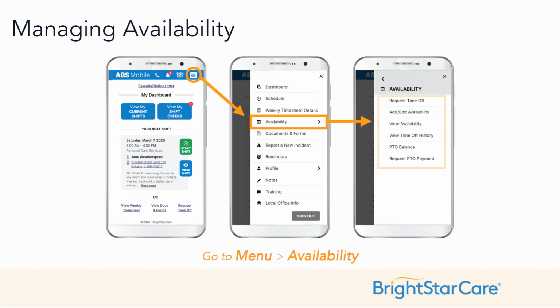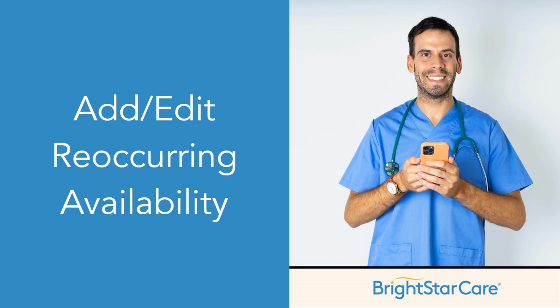There are 5 things you can do to manage your availability. You can view your availability, add and edit your recurring availability, request time off, add availability one time, and view your time off history. Since you currently do not have any availability in ABS, we are going to walk through the steps together to learn about each of these 5 items, starting with add and edit recurring availability.